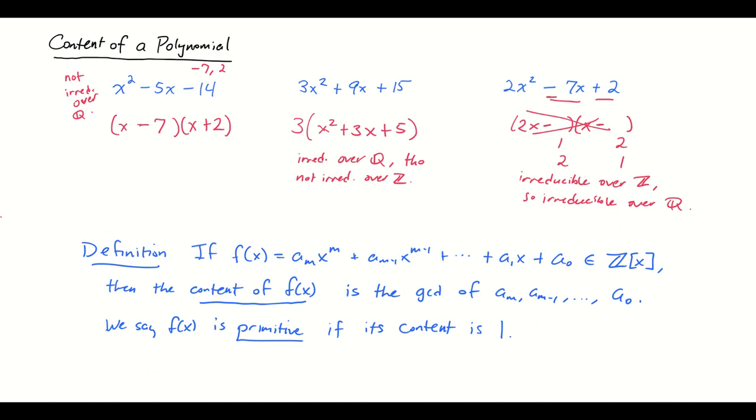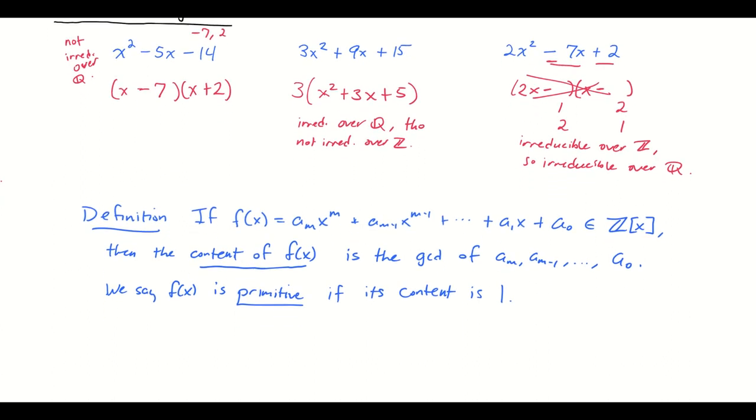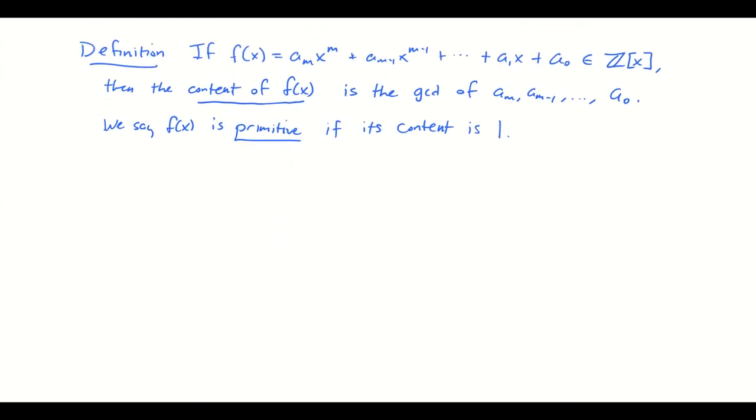Now a little bit more about this middle example here, 3x squared plus 9x plus 15. One thing you'll notice is the content of this polynomial was 3. 3 is the GCD of the coefficients. But when we factor out that 3, what we are left with appears to be a primitive polynomial. And that is a lemma that we're going to prove now, that even if we start with a polynomial that's not primitive, we can get down to one that is. So here's a lemma.